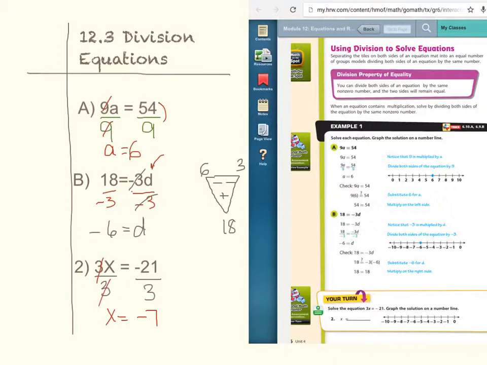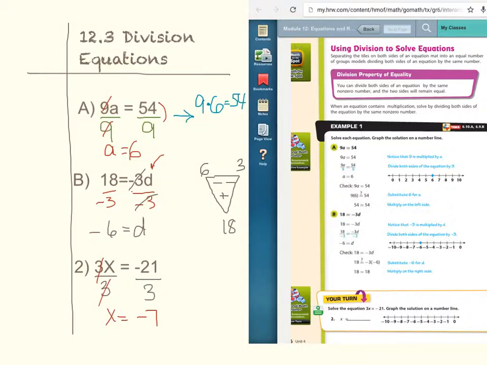I'm going to do my checking in blue. Okay, so here I said A equals 6. So not 9 times A anymore. We're going to try 9 times 6. That is equal to 54. So that is true. 6 is my solution.